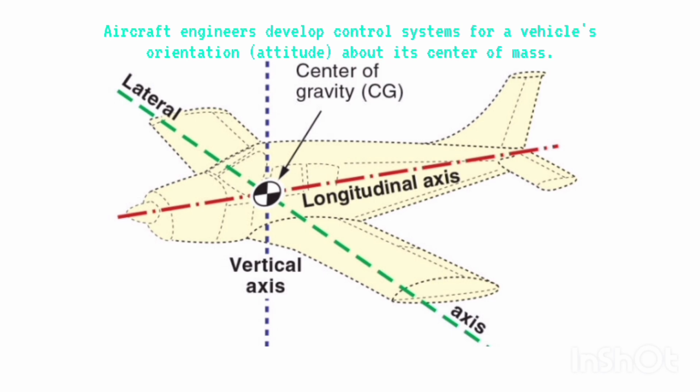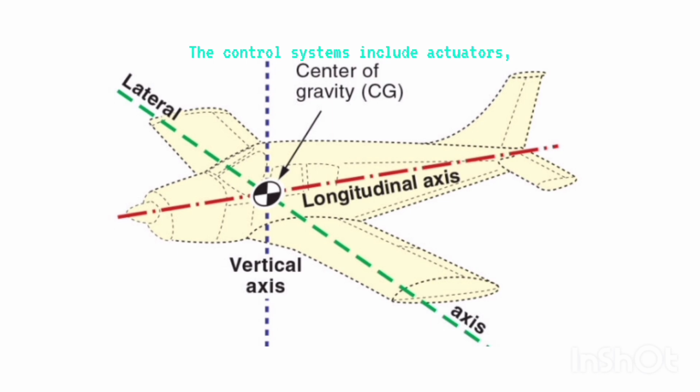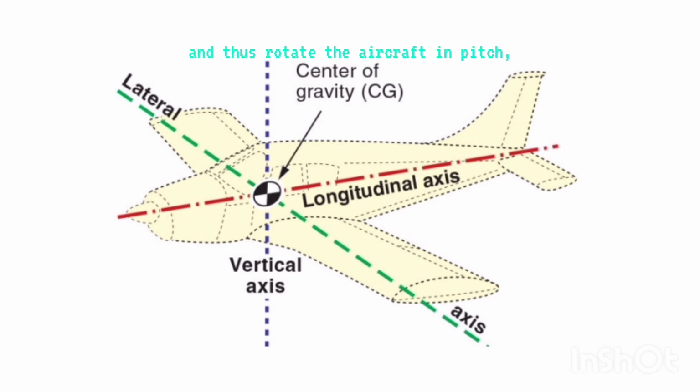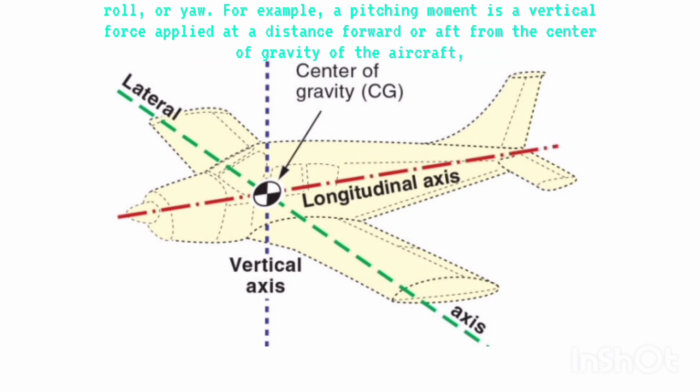Aircraft engineers develop control systems for a vehicle's orientation, or attitude, about its center of mass. The control systems include actuators, which exert forces in various directions and generate rotational forces or moments about the center of gravity of the aircraft, and thus rotate the aircraft in pitch, roll, or yaw.